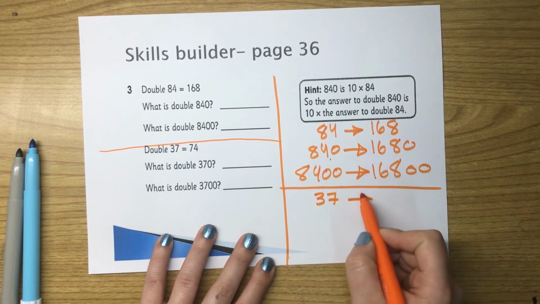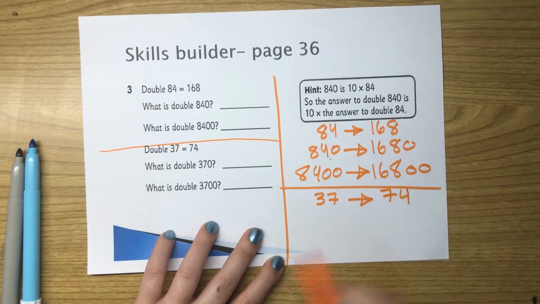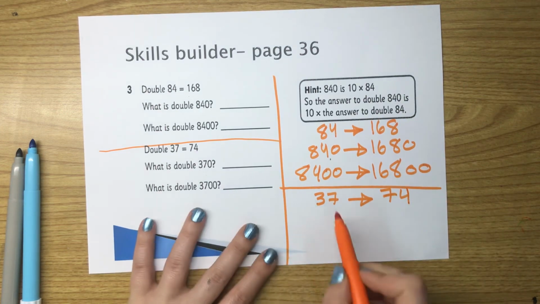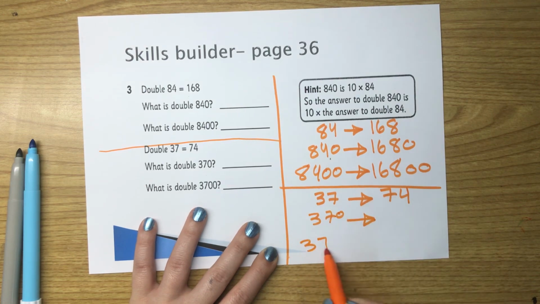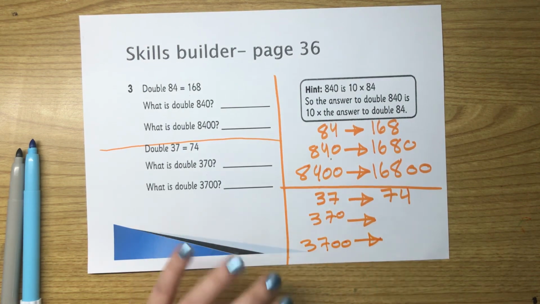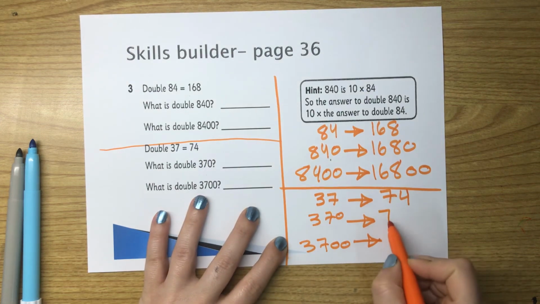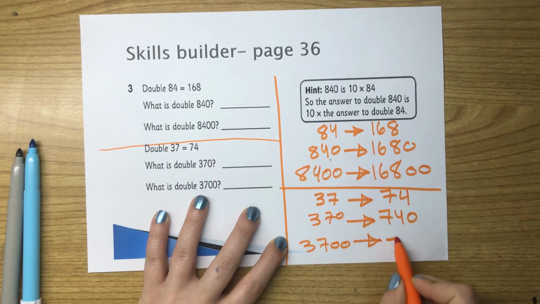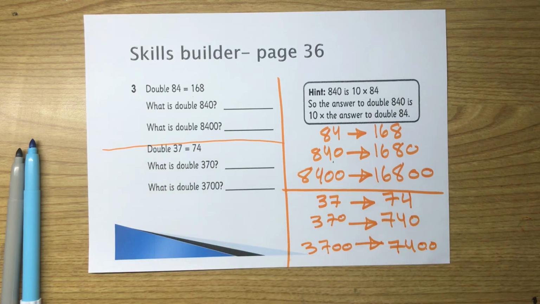37, the double of it is 74. Double it. 370, 3,700. Double it, please. Exactly. 740, 7,400 by only adding the zeros. Good job, guys.